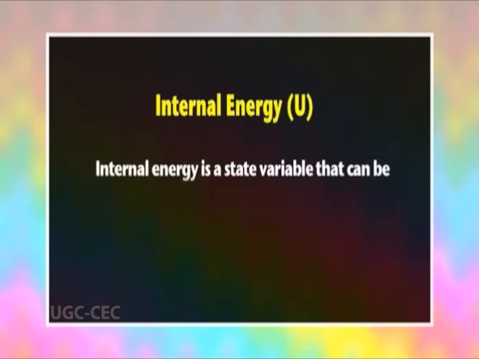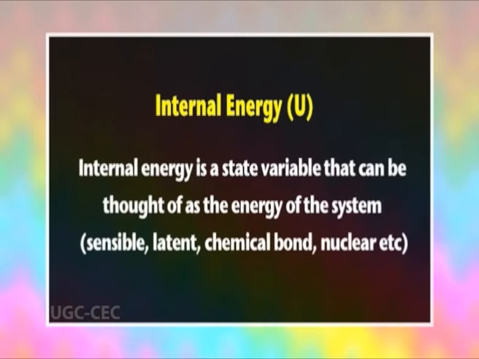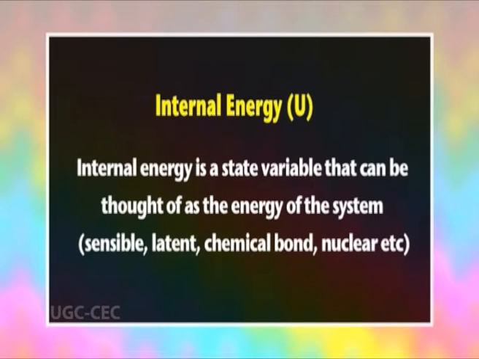The following are considered to be state functions in thermodynamics. Number first is the internal energy, designated as capital U. Internal energy is a state variable that can be thought of as the energy of the system: sensible, latent, chemical bond, nuclear, etc. It is not obvious how to define it, and thus it is much easier to discuss changes in internal energy rather than absolute values, which is true of many state variables.